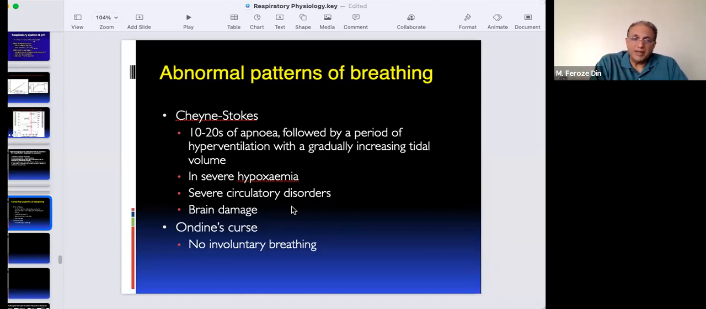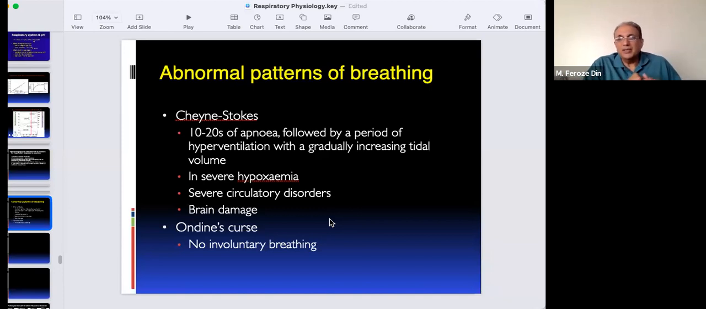now getting paralyzed. There's another very interesting abnormal pattern of breathing, which is called Ondine's curse. It's a long story, but basically it's based on a fairy tale, where a fairy curses someone who was unfaithful to this little fairy, and she actually curses the person that you will only breathe when you can think about breathing. You will only breathe when you are awake.